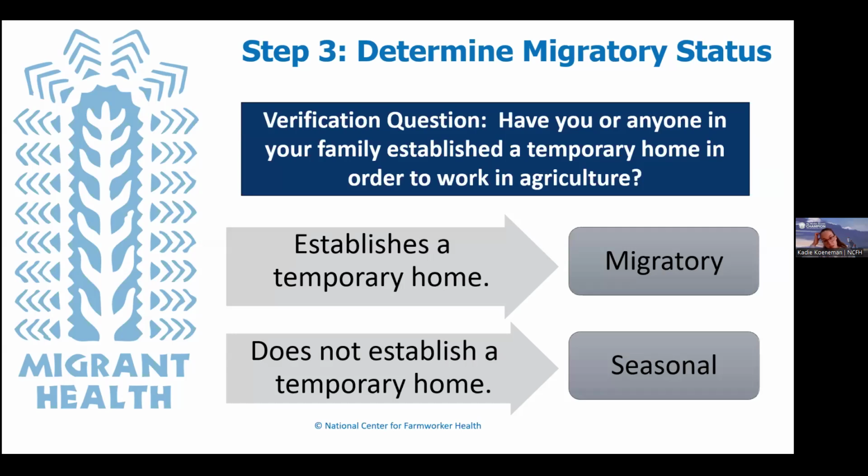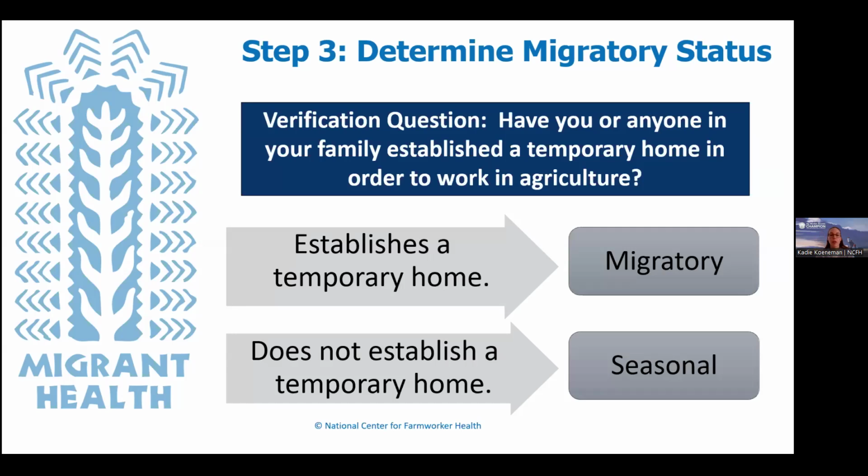Okay, so step 3 and 4 will be determining whether the patient is a migratory worker or a seasonal worker. So in step 3, the verification question is, have you or anyone in your family established a temporary home in order to work in agriculture? So if you remember from our definition of migratory agricultural workers, the key part of that definition is that migratory workers have to establish a temporary home in order to be considered migratory.